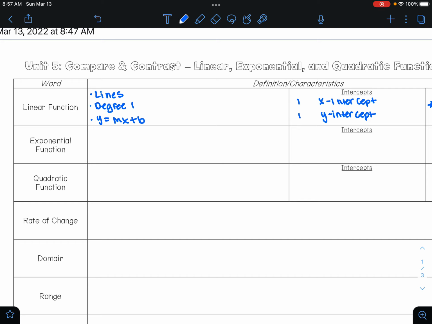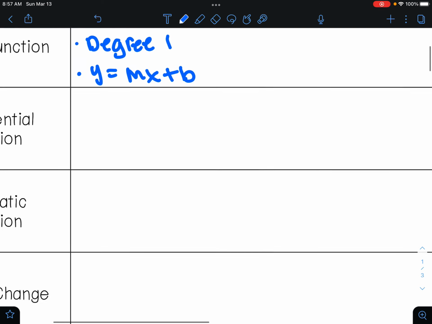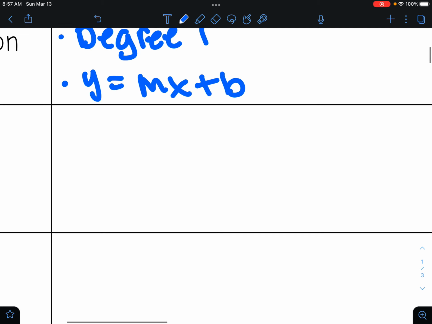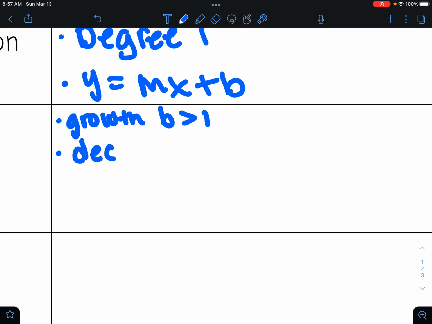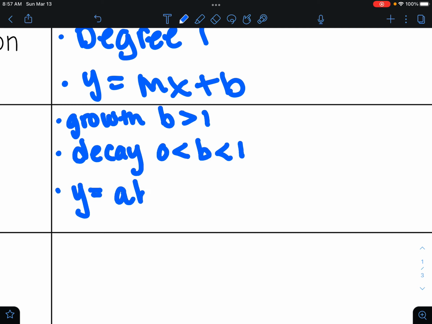Next, we learned about exponential functions. For exponential functions, you will have exponential growth if b is greater than 1, and you will have exponential decay if b is in between 0 and 1. So here, the formula that we used to find the transformations was y equals a times b to the x minus h power plus k.